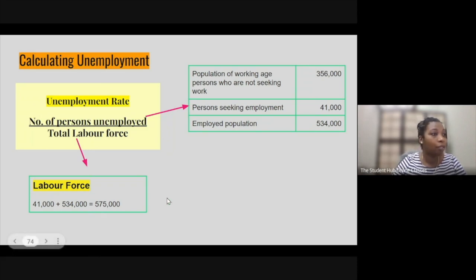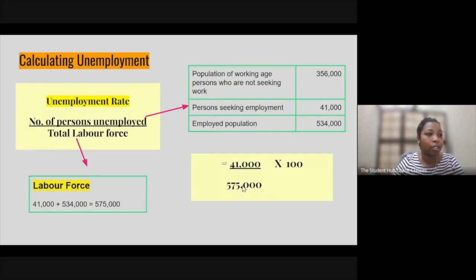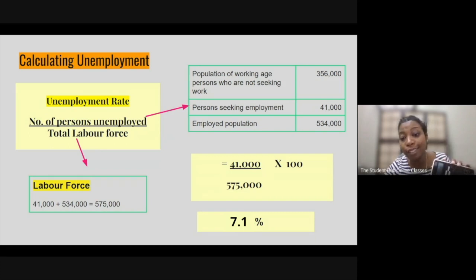So we have 41,000 over 575,000. And if we want to bring it to a percentage, we multiply by 100 to get an actual rate. I actually got 7.13%. So it's an unemployment rate of 7%, all right?